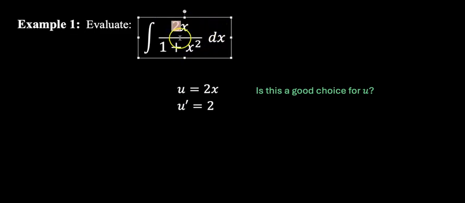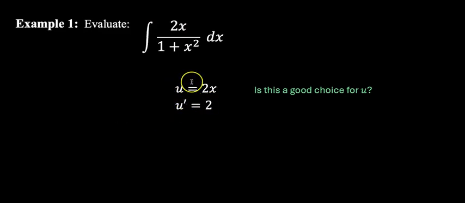you get rid of if you make that substitution for u, and would it be something that you know how to integrate? In this case, it wouldn't help us very much. It wouldn't get rid of very much. It would just get rid of this 2x, replacing it with a u, and then we still wouldn't know how to integrate the result. So the answer is no, this is not a good choice for u. Let's try a different value for u.